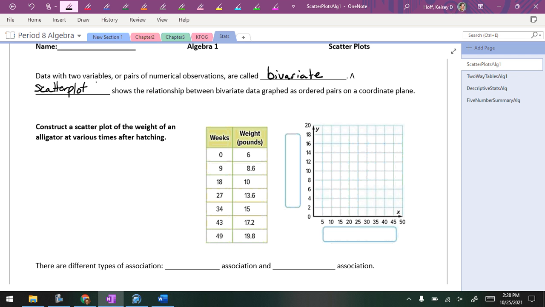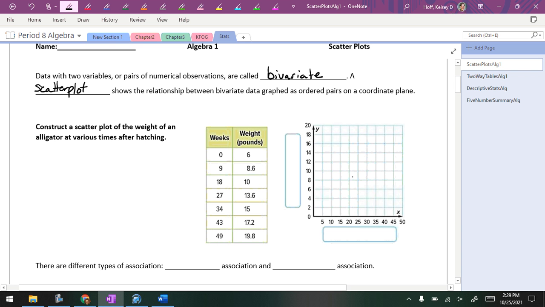Now here's the deal, because it's data that we collected, it doesn't always look perfect. Okay, some of these are just going to be crazy all over the place, hence scatter plot, right? Okay, so it says construct a scatter plot of the weight of an alligator at various times after hatching. It gives us the table and it wants us to put it on the graph.